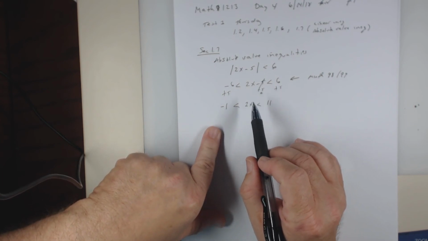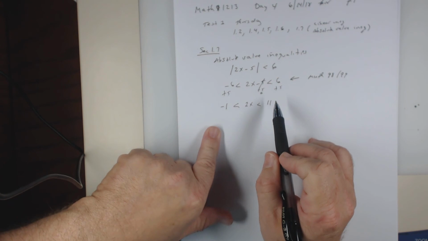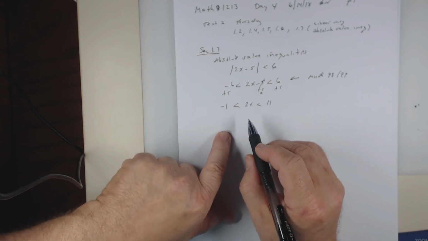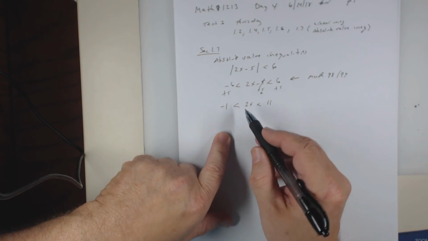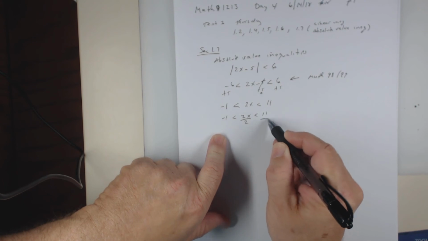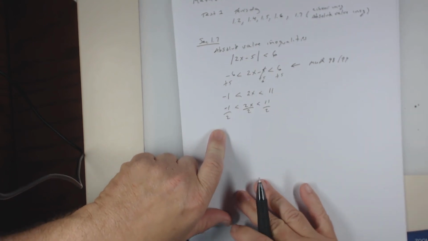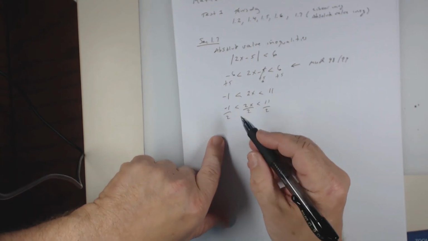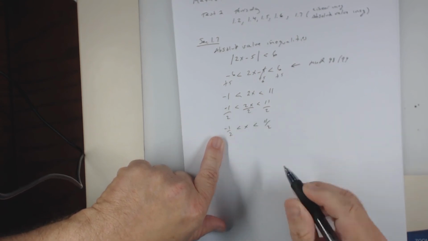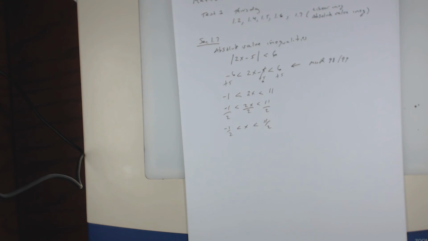So I know that 2 times my solution has to be less than 11 and greater than negative 1. But what is my solution? What do I need to do next? Divide by 2. So I'm trying to get x in the middle, right? And then you simplify if you can. I cannot simplify here. So you're going to say negative 1/2 is less than x is less than 11 halves. All right, so all of my solutions are between what two numbers? Negative 1/2 and 11 halves.